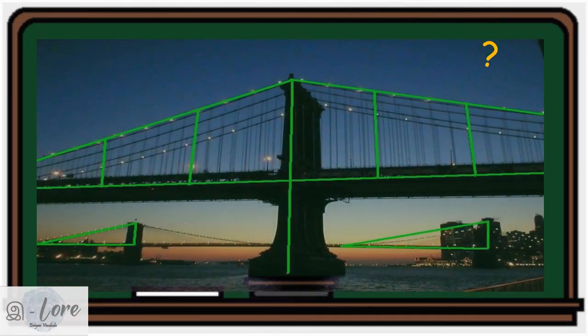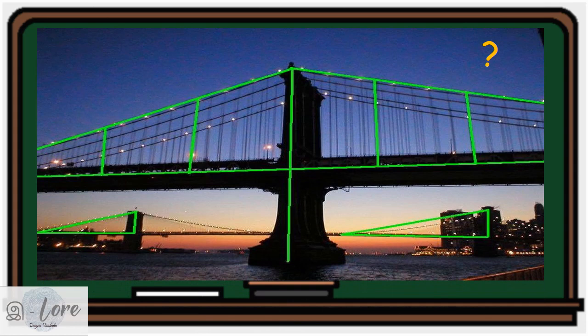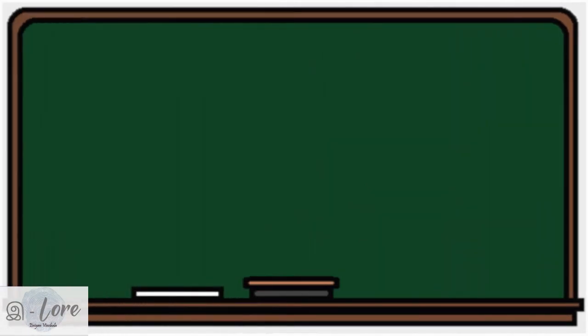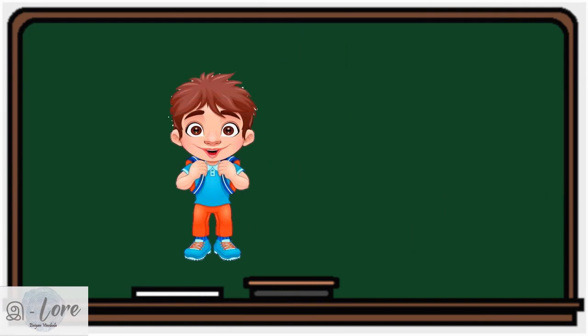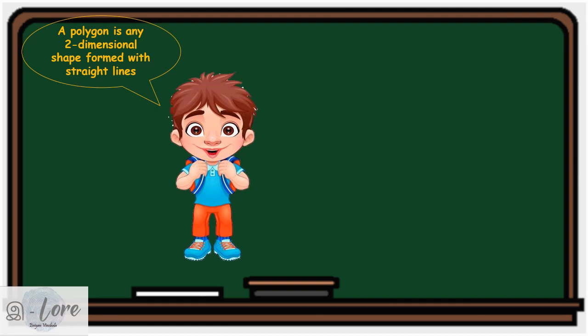Okay, look at this figure. It's a normal figure that we find everywhere. It contains a lot of polygons. The green mark is given over the shapes of the polygons, and pictures of polygons like this we can get everywhere in your life, even in your home and your office. So a polygon is any two-dimensional shape formed with straight lines.